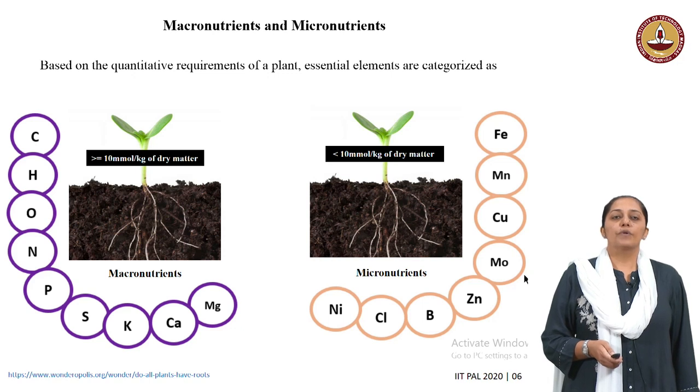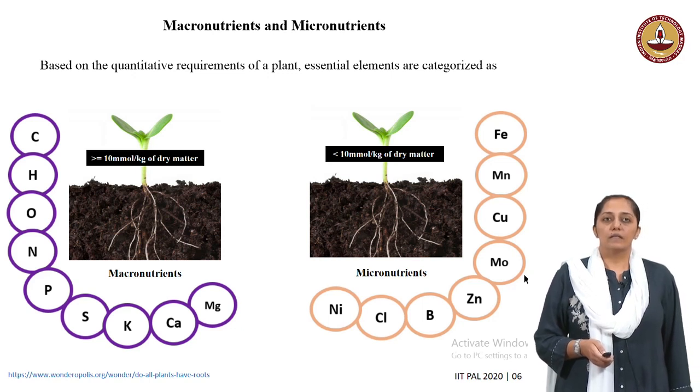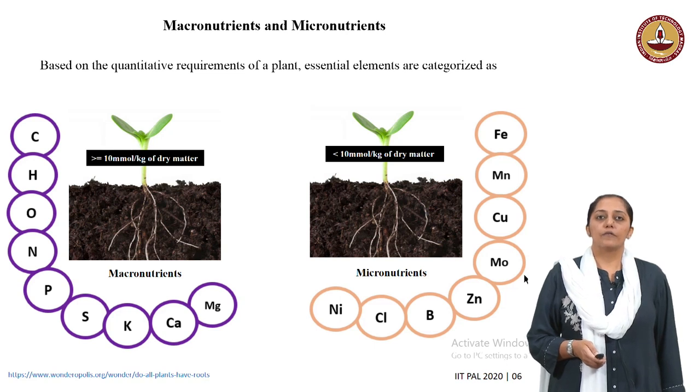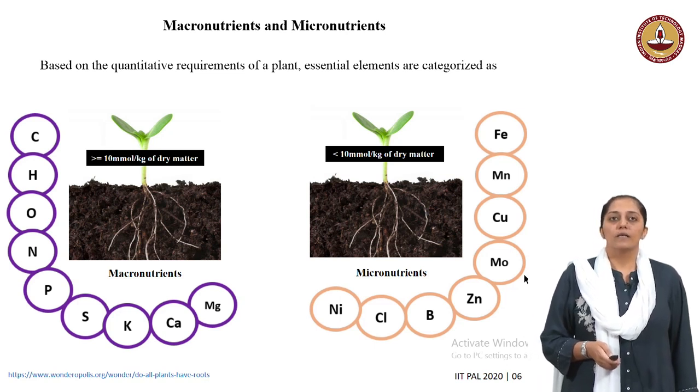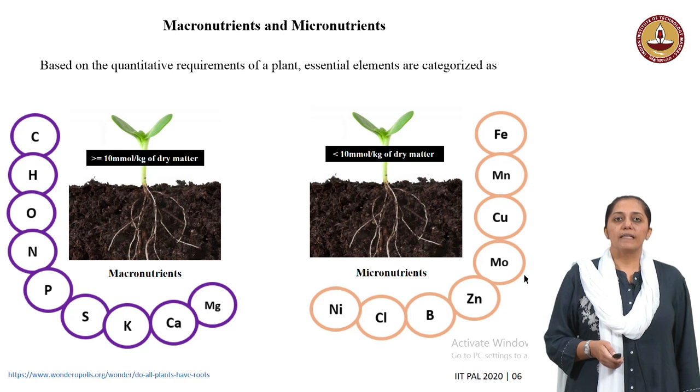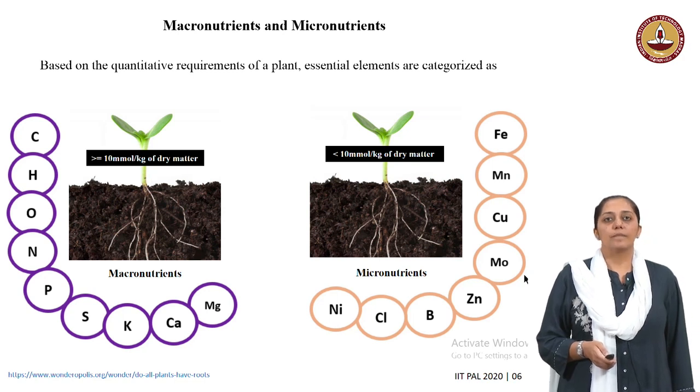So, the elements shown here in the purple color circles are the macronutrients, which include carbon, hydrogen, oxygen, nitrogen, phosphorus, sulphur, potassium, calcium and magnesium.